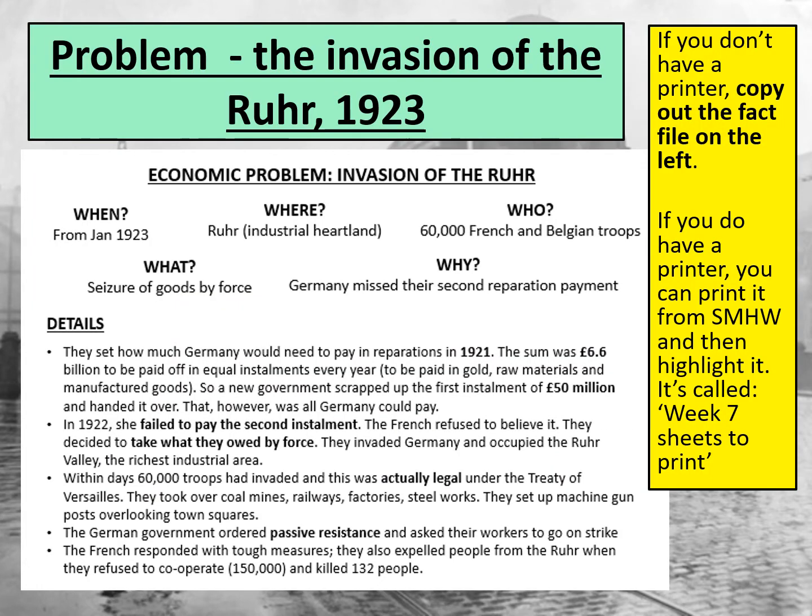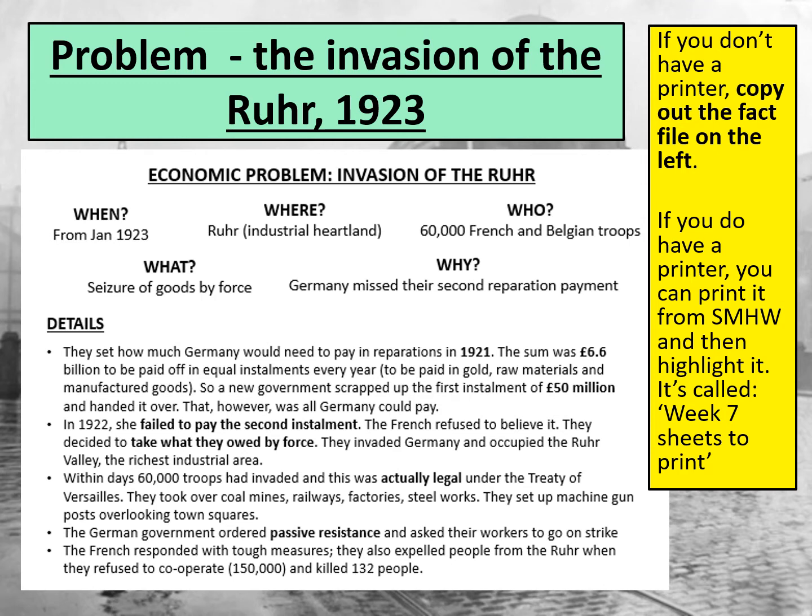So you've now been introduced to this event called the Invasion of the Ruhr, which happens in January 1923. Now, like we've done before, we're going to make a fact file so that it's really easy for us to revise from in the future, because these problems that we've been looking at, the political problems last week and the economic problems this week, they do come up very frequently in exams.